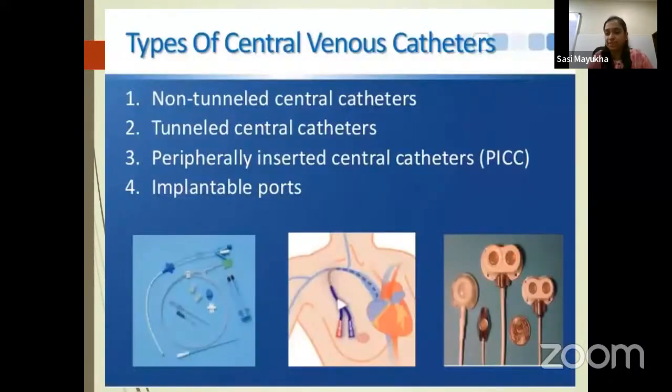So what are the types of central venous catheters which are available? There are non-tunnel central catheters, tunnel central catheters, peripherally inserted central catheters, and implantable ports. The most common which we use in an ICU setup or an OT setup is the non-tunnel central catheter.